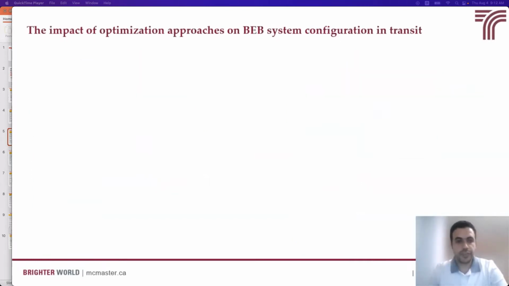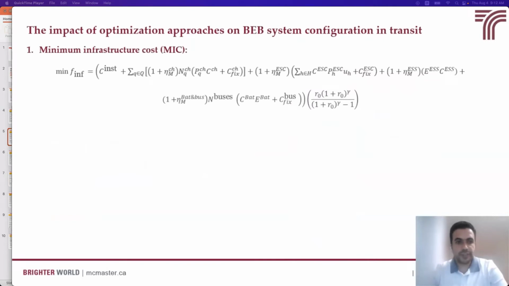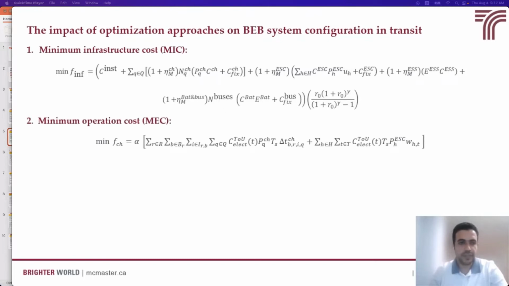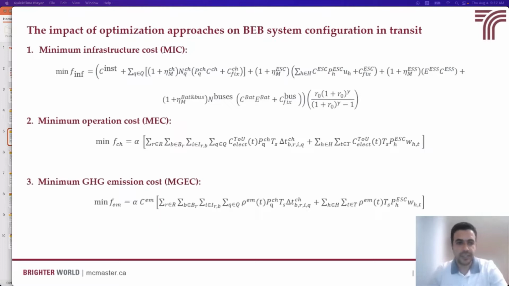The three different objective functions of the proposed model are as follows. First, minimizing infrastructure cost, MIC. The infrastructure cost is like the cost of chargers, the cost of the battery, and the cost of buses. The second one is minimizing the operational cost, MEC, and the third one is minimizing the greenhouse gas emission cost, MGEC. All these three different models are solved under the same constraints.